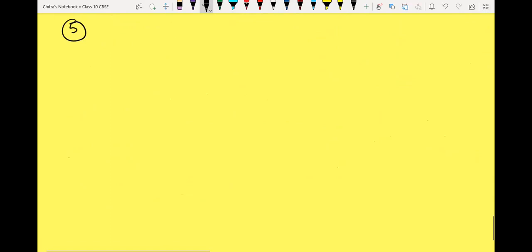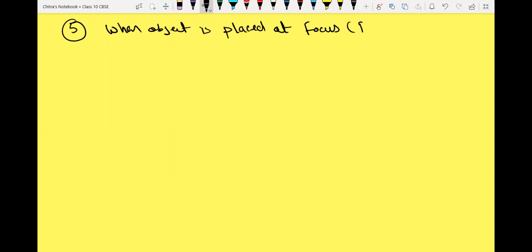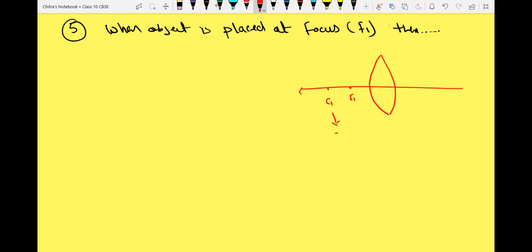Now, the condition number 5. The position of the object at F1. When the object is placed at focus F1, first we have to check. Suppose this is the lens. Here we have the principal axis. Here we have F1. Here we have C1, and again C1 is nothing but 2F1. Here we have the pole.